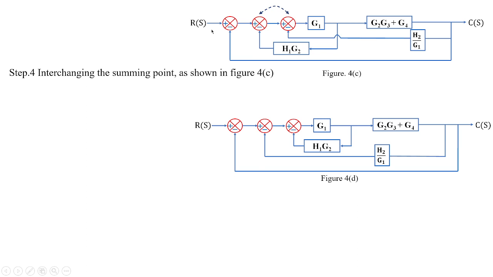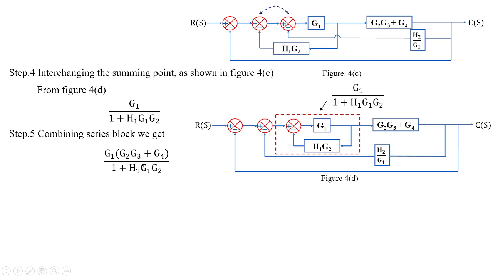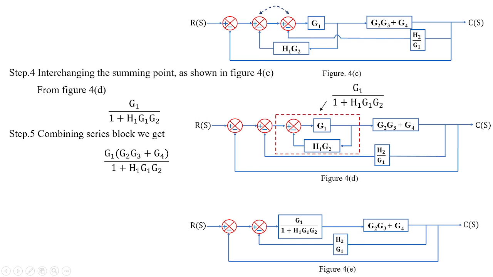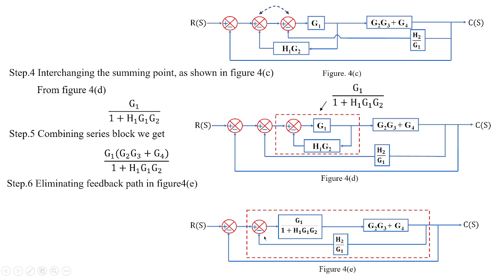Now you can see after interchanging the summing points, this is the block I'm going to get. I'll take out this block with the parameter G1 by 1 plus H1 G1 G2, right? And you have the series combination with G2 G3 plus G4. So that can be done by combining the blocks in series in this fashion. I hope you understood how we have framed this. Now finally, just replacing the series combination with the formula shown here in step 5, and then eliminating it with the feedback of H2 by G1 with a negative value. So that can be removed by eliminating the feedback path in figure 4e like this.